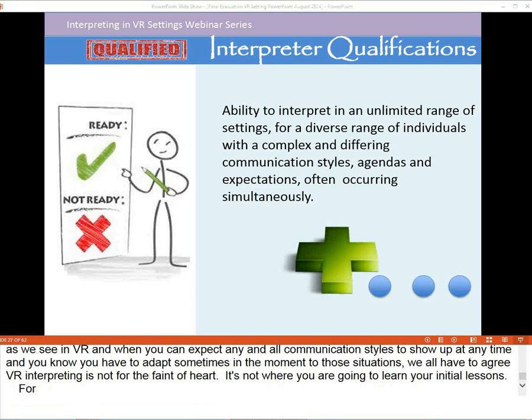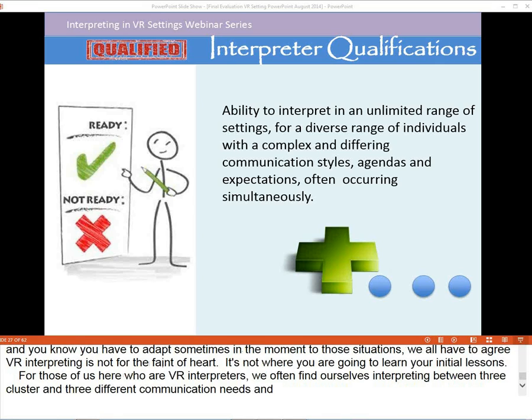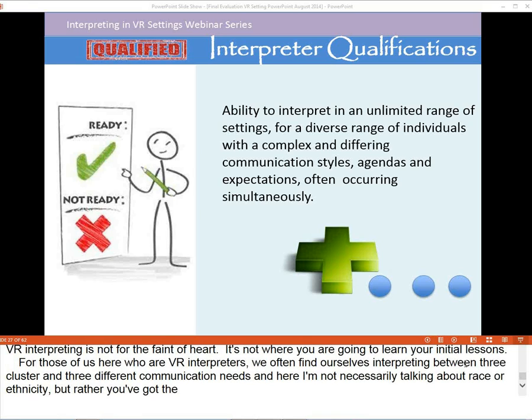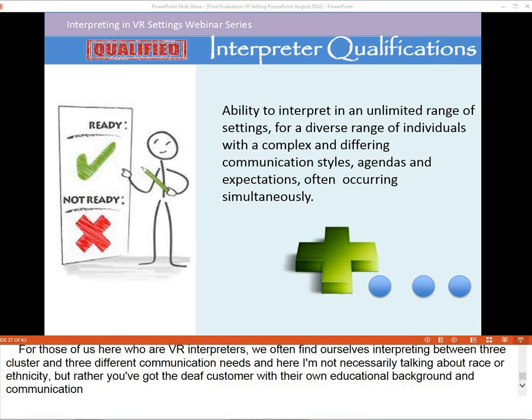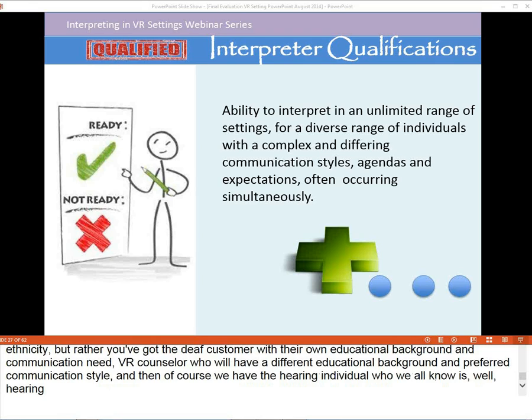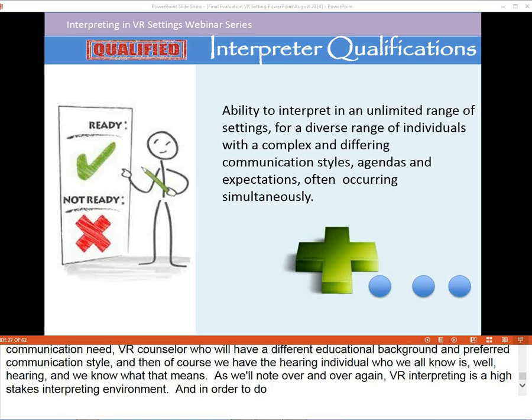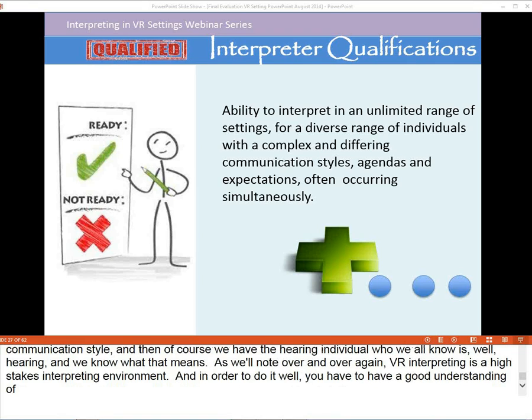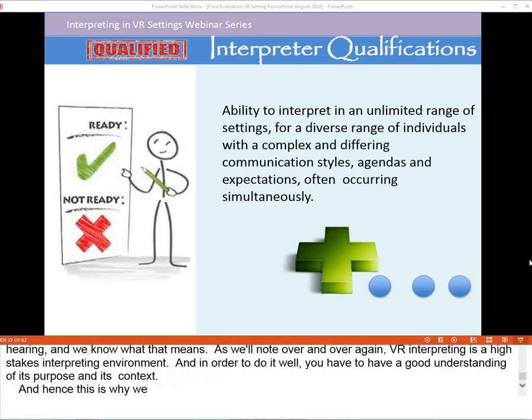For those of us here who are VR interpreters, we often find ourselves interpreting between three cultures and three different communication needs. And here I'm not necessarily talking about race or ethnicity, but rather you've got the deaf customer with their own educational background and communication need, the VR counselor who will have a different educational background and preferred communication style, and then of course we have the hearing individual who we all know as well hearing, and we know what that means. As we'll note over and over again, VR interpreting is a high-stakes interpreting environment. And in order to do it well, you have to have a good understanding of its purpose and its context. And hence, this is why we have this fundamental qualification.